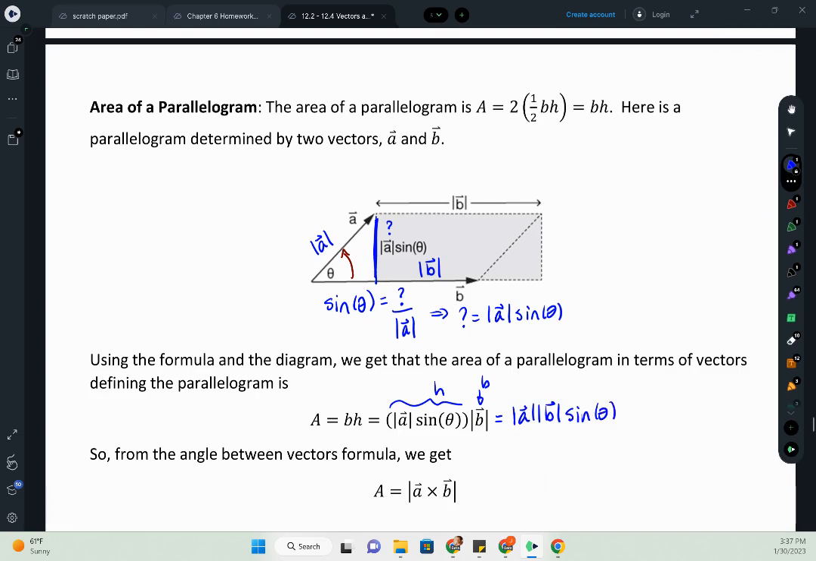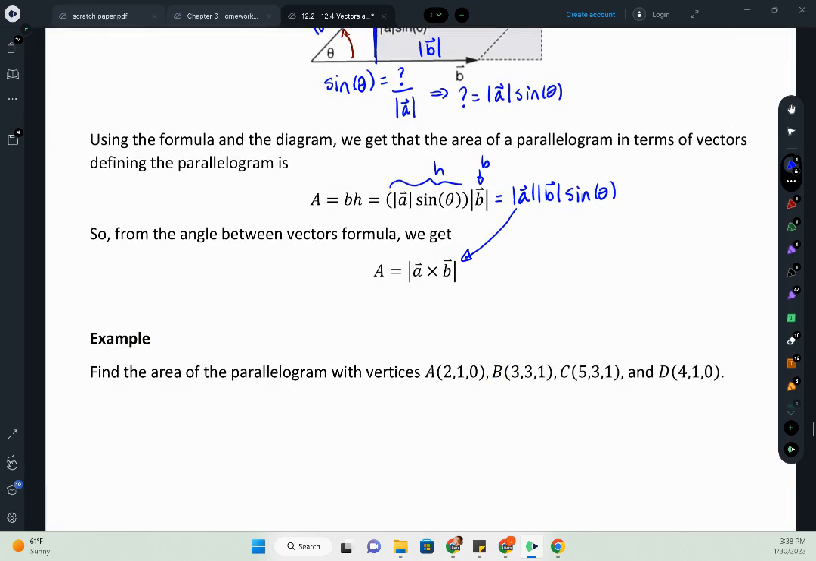But from before, what we learned is that this product of the two magnitudes times the sine of the angle is just the magnitude of the cross product. So that means we don't even need to know the angle between two vectors that form a parallelogram. We just need to know the vectors. Then we can calculate their cross product, and then we can find the magnitude of the cross product.